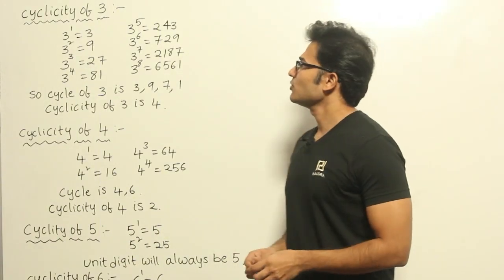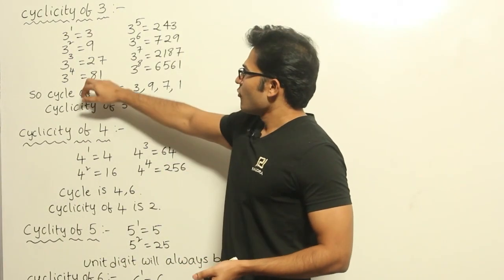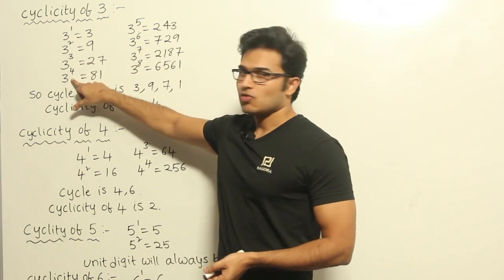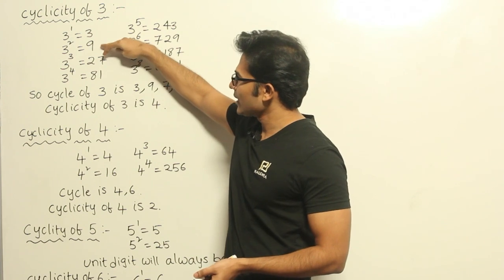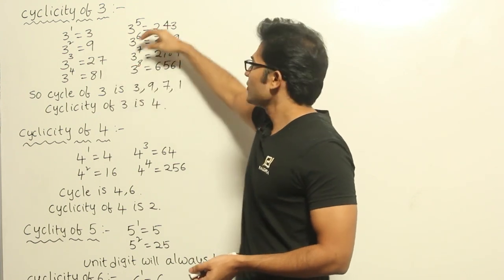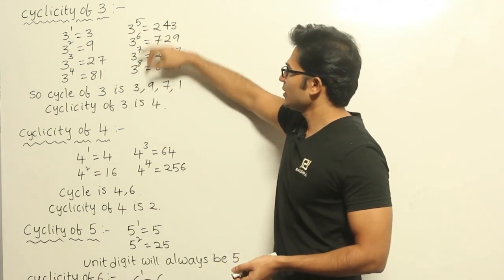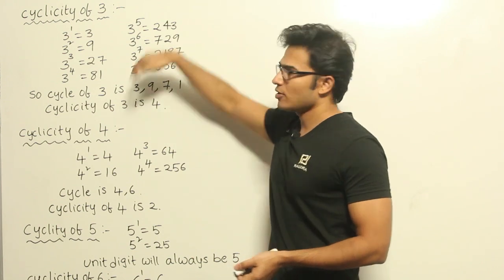Now let's see the cyclicity of 3. If you see this, we have written from 3 power 1 to 3 power 4, and if you see the units place, they varied like this: 3, 9, 7, 1. And again, if I write from 3 power 5 to 3 power 8, again 3, 9, 7, 1 are repeating.